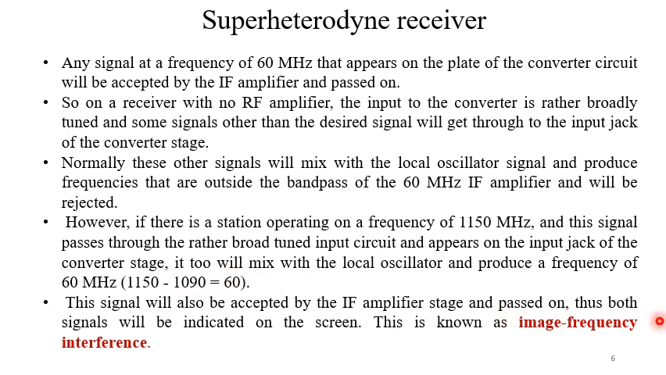So this signal will also be accepted by the IF amplifier stage and passed on. Thus, both signals will be indicated on the screen. So this is known as the image frequency interference, and this particular station of this frequency is the image of the actual station or actual carrier frequency.